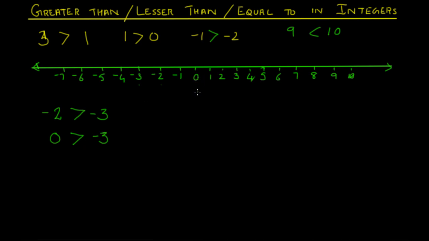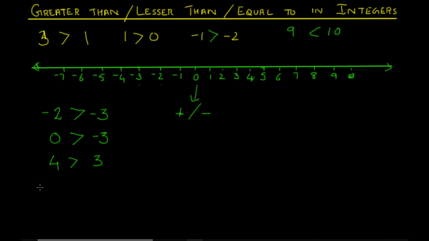Moreover, please understand, 0 is neither positive nor negative. We cannot say that 0 is a negative integer or that 0 is a positive integer. 0 is neither positive nor negative. Let's take the numbers 4 and 3. Of course, you know that 4 is greater than 3. 4 is here, 3 is here. 4 is to the right of 3, and we know that 4 is greater than 3.